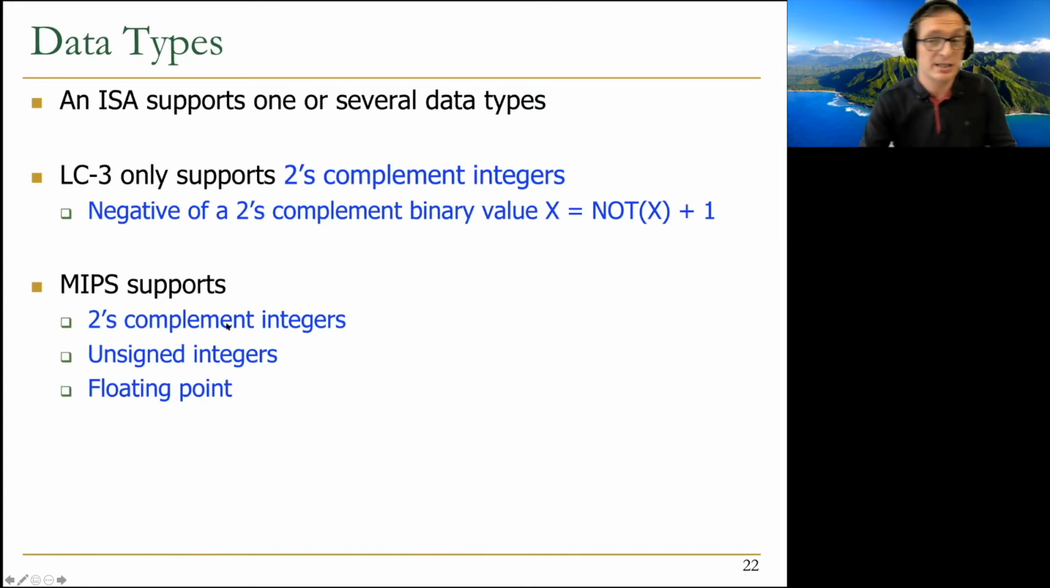Some instructions treat integers as unsigned. They don't have to be signed. Basically, they go from 0 to some maximum value, as opposed to minus some maximum value to plus some maximum value.